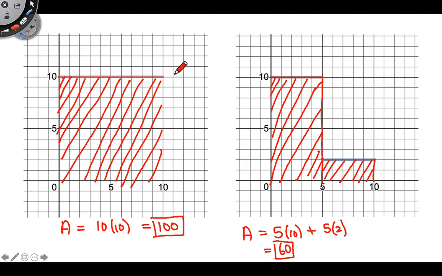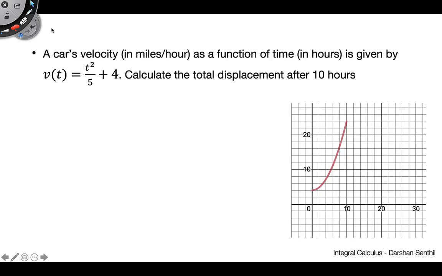If we have a graph of velocity as a function of time, in each case, we have velocity as a function of time, we can find the total displacement by finding the area under the curve, or the area between the graph of the function and the x-axis. So that's that. Now here's a more complicated example.